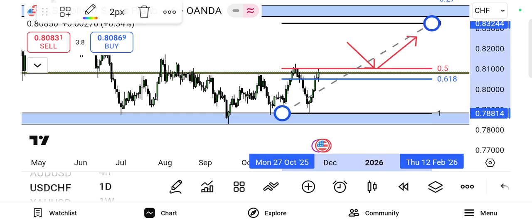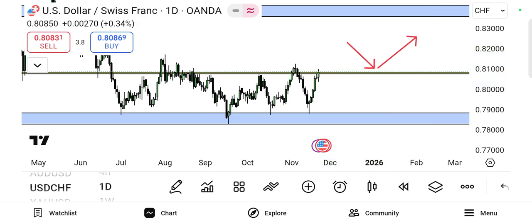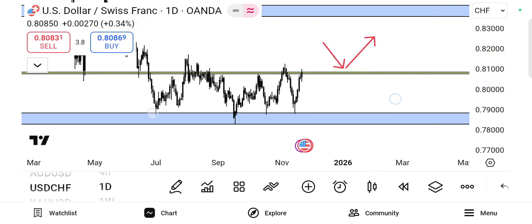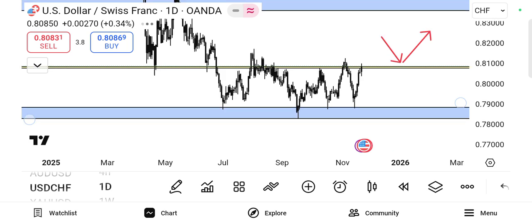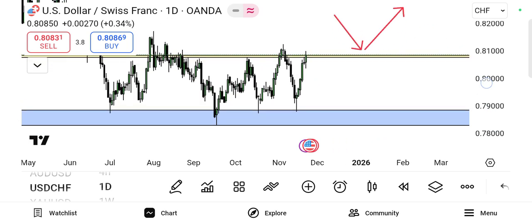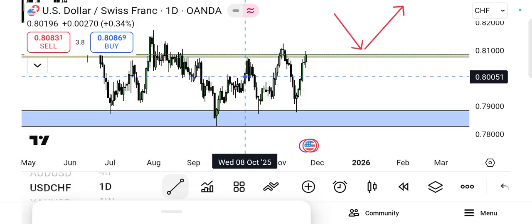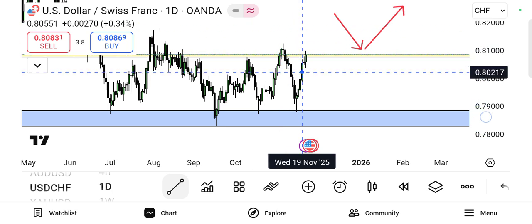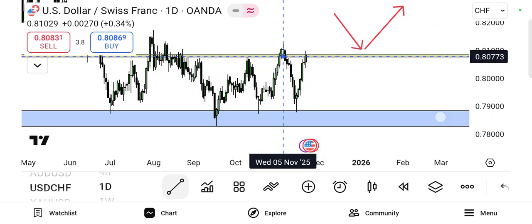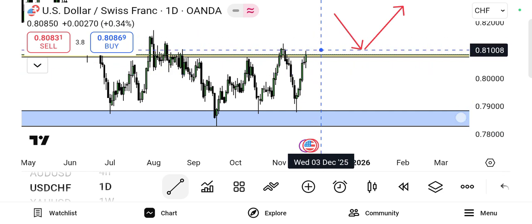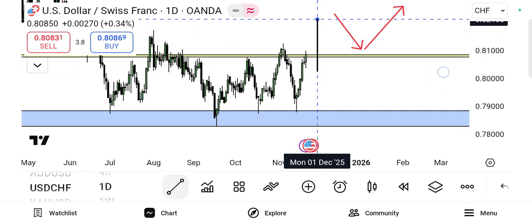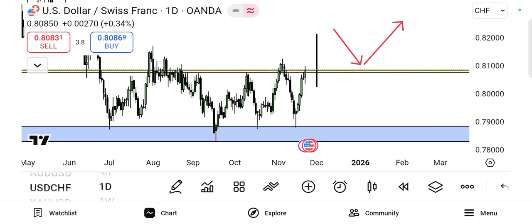So this is all I can see on USDCHF. What is the rule of engagement? Wait for it to break out. Once we can see a breakout, because you can see that it is currently reacting on this zone, once we can see a clear breakout, then our analysis will be sure.